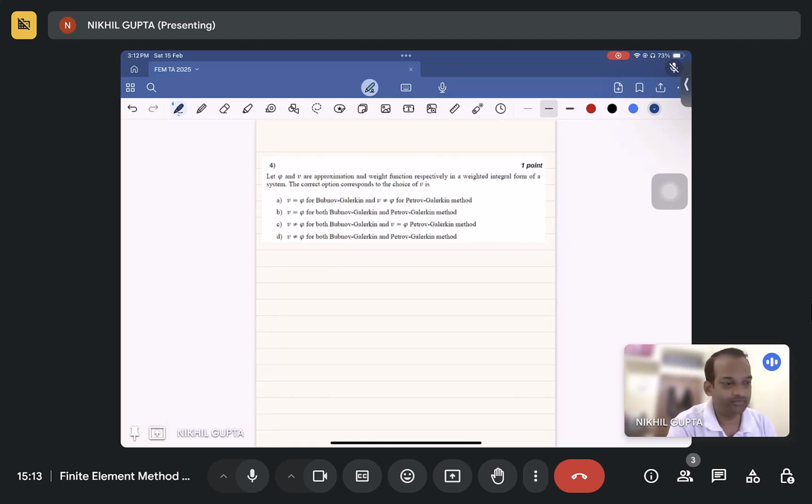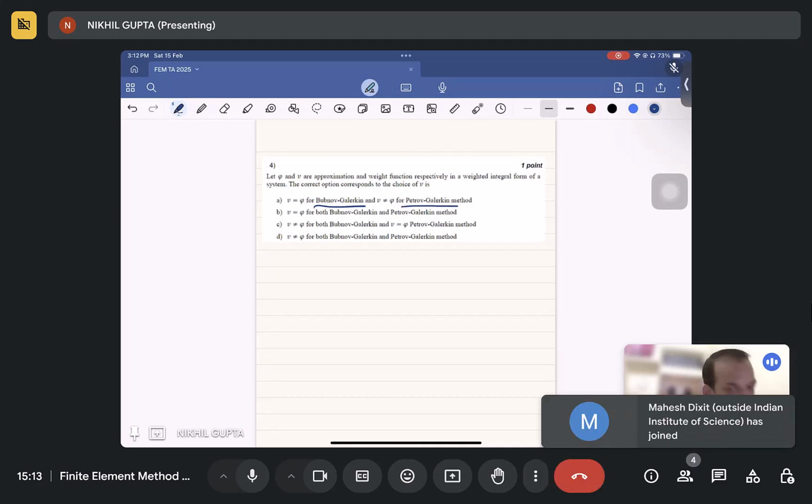Let's go to the fourth question. The fourth question is a simple theoretical question. We can directly answer it. So we know that for Bubnov-Galerkin, V is phi, and for Petrov-Galerkin, it is not. So the answer is A.